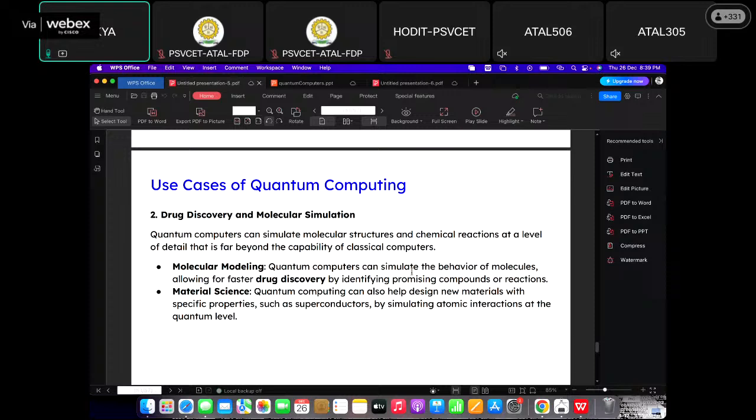Use cases of quantum computing, second one, that is drug discovery and molecular simulation. Quantum computers can simulate molecular structure and chemical reactions at a level of detail that is far beyond the capability of classical computers. Number one, molecular modeling. Quantum computers can simulate the behavior of molecules, allowing for faster drug discovery by identifying promising compounds or reactions. Number two, material science.